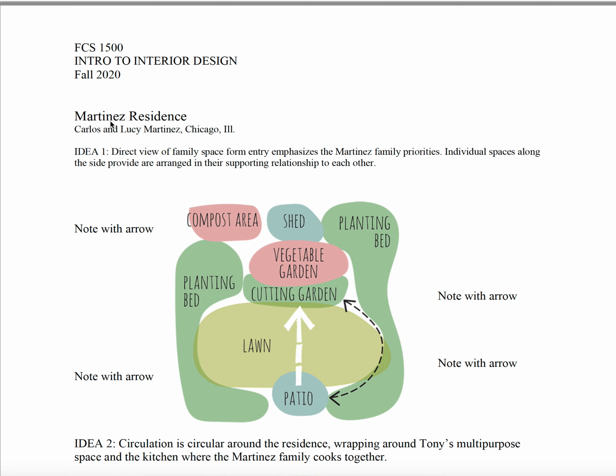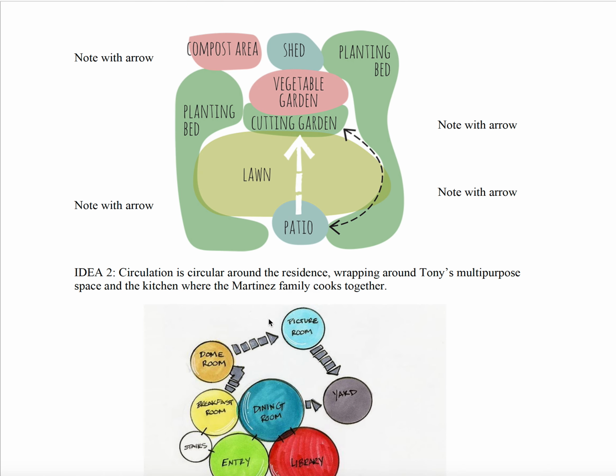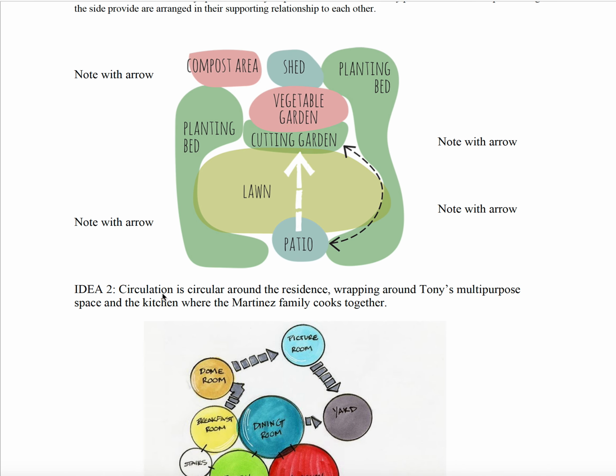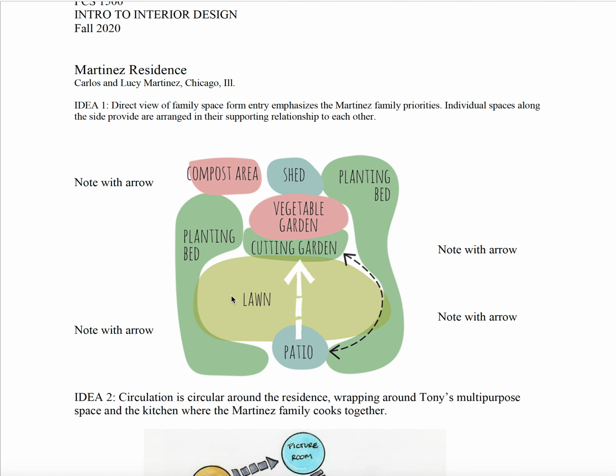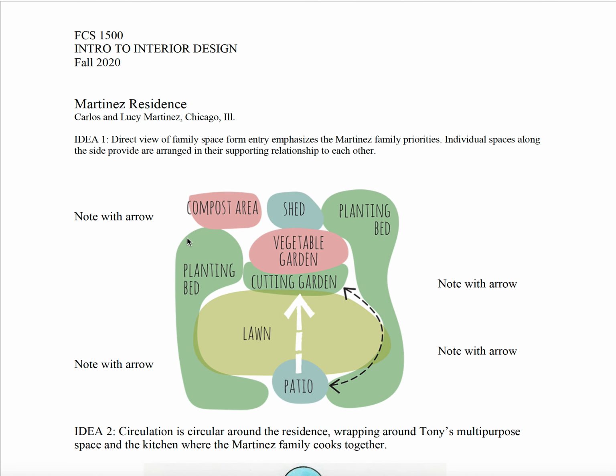I've put the same information again, Martinez residents, Carlos and Lucy Martinez in Chicago. And then this page requires 2 bubble diagrams. And so that means it also requires 2 ideas. Each bubble diagram is associated with a different idea. So for the example, I wrote idea 1, direct view of family space from the entry emphasizes the Martinez family priorities. Individual spaces along the side are arranged in their supporting relationship to each other.